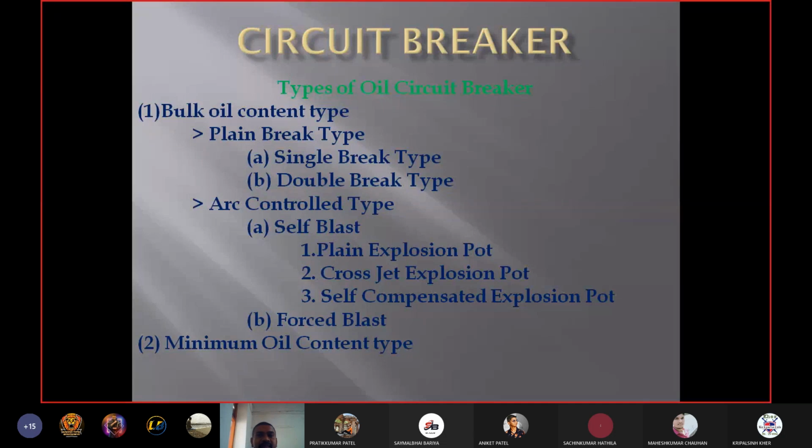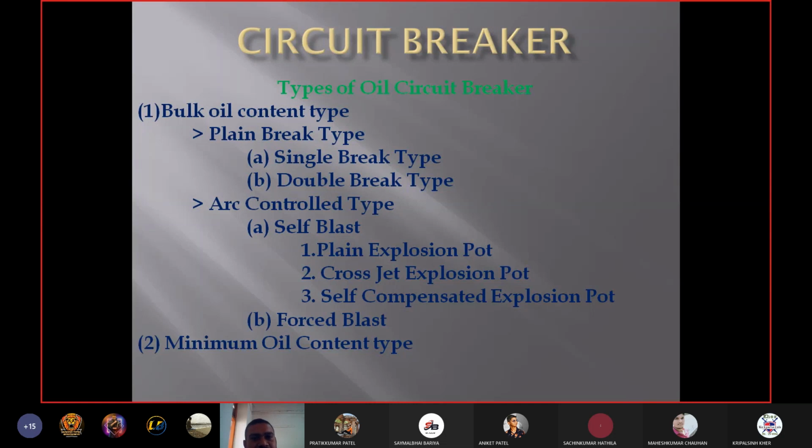Now, the types of oil circuit breaker. There are mainly two types: the bulk oil content type circuit breaker and the minimum oil content type circuit breaker. Bulk means more, and minimum means less. In the bulk oil type circuit breaker more oil is used, whereas in the minimum oil type less oil is used. In the bulk oil type we have different types, like the plain break type circuit breaker and the arc controlled type circuit breaker. These are the two types.